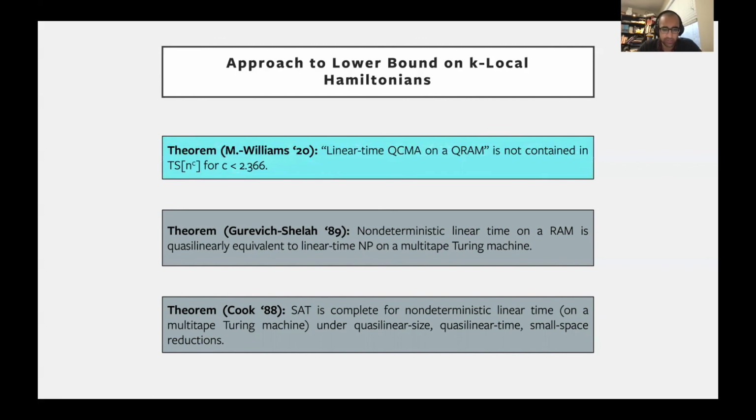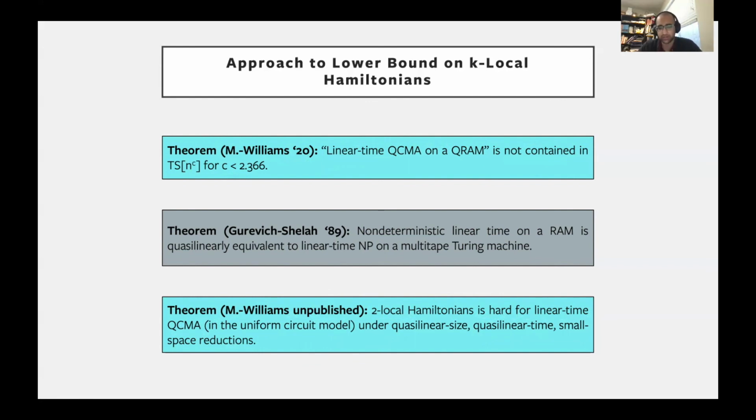Well, the theorem that we proved in this talk is that linear time Qcma on a QRAM is not contained in TSN to the C for C less than 2.366. We also know that 2-local Hamiltonians is hard for linear time Qcma in the uniform circuit model under quasi-linear size, quasi-linear time, small space reductions. But what's missing is this middle link. We'd like to show, ideally, that linear time Qcma in a QRAM is quasi-linearly equivalent to linear time Qcma in the uniform circuit model. If we can show this, then we have a lower bound on 2-local Hamiltonians, which would be nice. But that's essentially the open question right now.